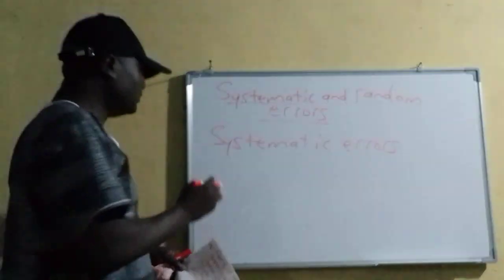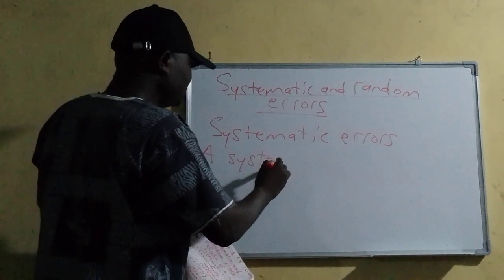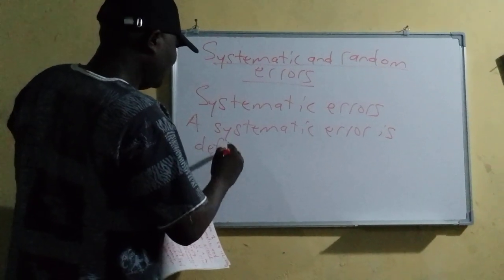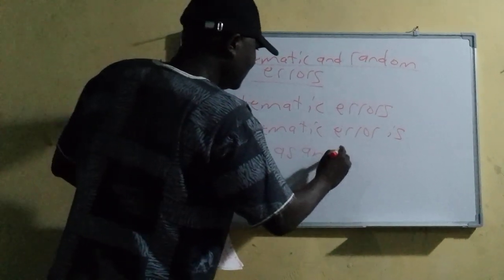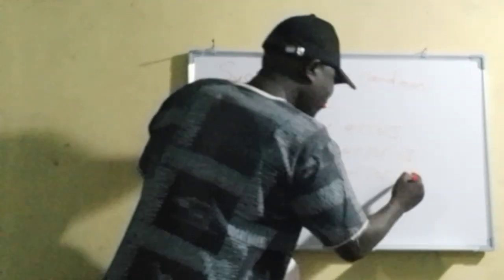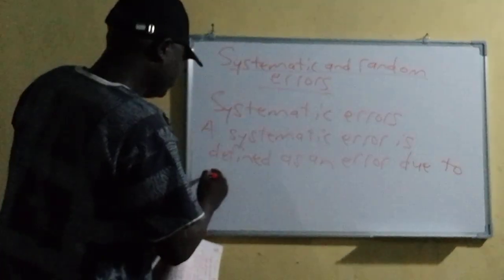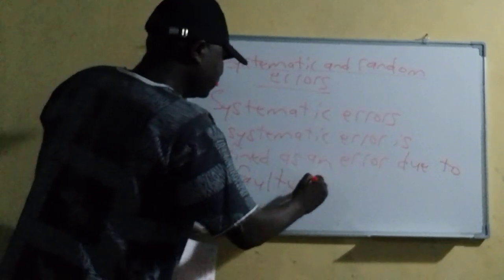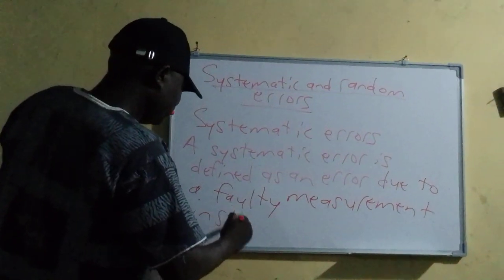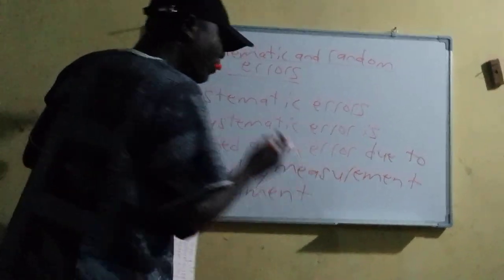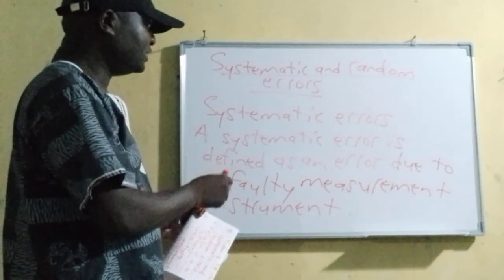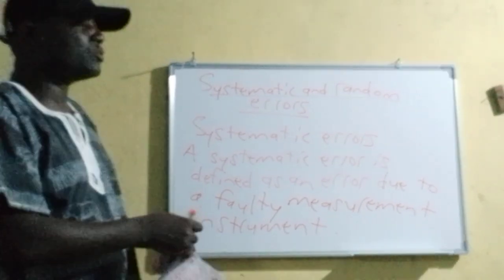A systematic error is defined as an error due to a faulty measurement instrument. That is basically the definition for a systematic error. Systematic error is defined as an error due to a faulty measurement instrument.